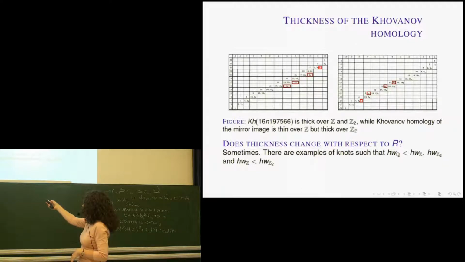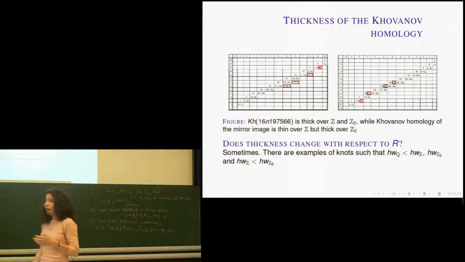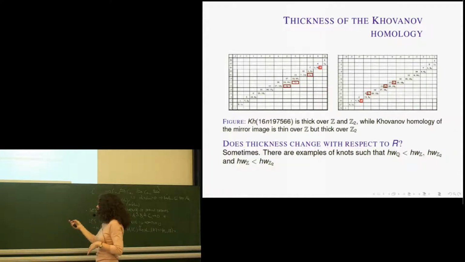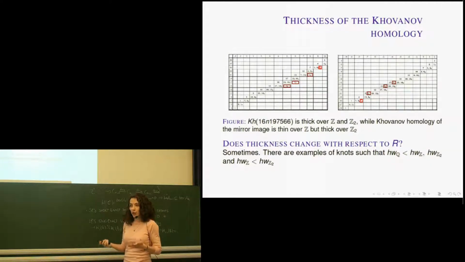It ends up being thick over Z2, but the Khovanov homology of its mirror image is going to be thin over Z, as we see here, only 2 diagonals, but it's actually going to end up being thick over Z2. So the question: does thickness change with respect to the ring that we're computing over? The answer is sometimes. We cannot really tell, but almost all combinations that you can imagine can happen.